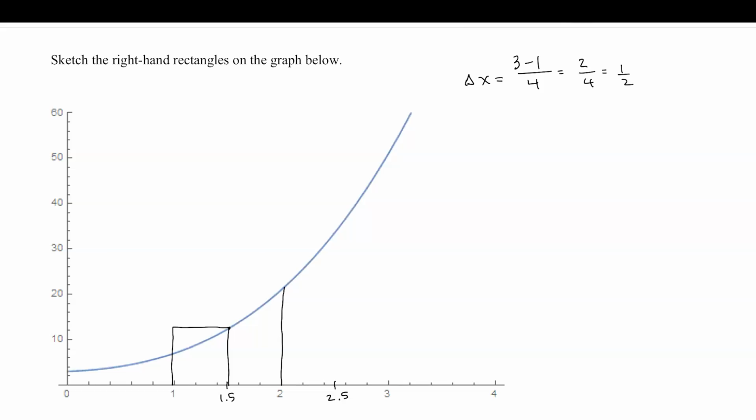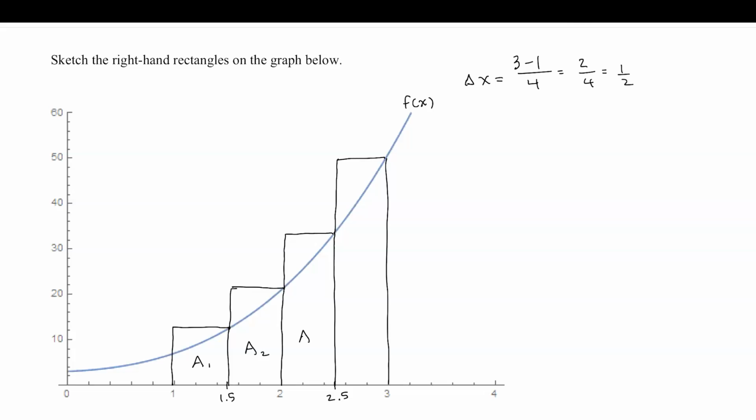And then my next subinterval is from 1.5 to 2, and I'm going to go to the right endpoint at 2 and go all the way up to the curve, and that's going to determine the height of my rectangle. My next subinterval is from 2 to 2.5, and I'm going to go to the right endpoint at 2.5 and go up to the curve. And then last but not least, my final fourth subinterval is from 2.5 to 3, and this time I'm going to go to the right endpoint at 3 and go all the way up to the curve. Again, this is the function f of x, and that's going to determine the height of my rectangle.